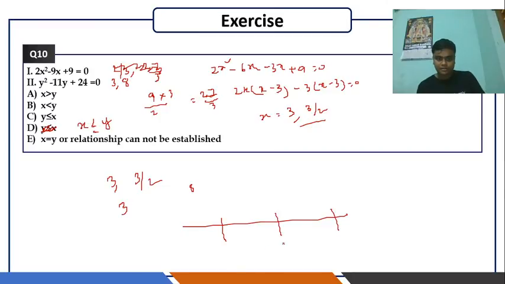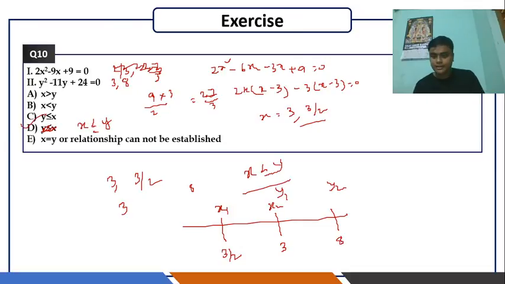The first point is 3 and 8 for y, let's call it y1 and y2, and here I'll be having 3 by 2, which is x1 and x2. So if you see, the value that x can assume is less than equal to y, hence option D is the right answer. Clear?